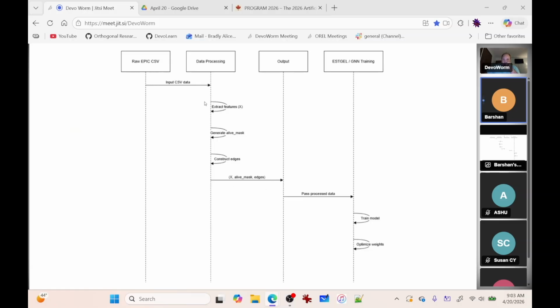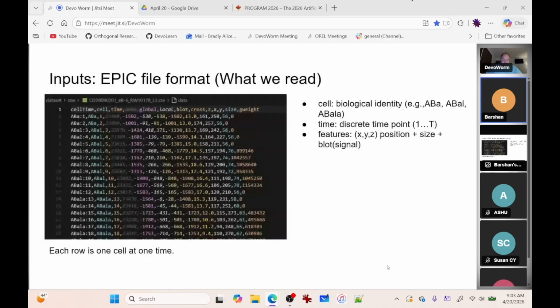This is a small flowchart that I made. We have the raw EPIC dataset, and we input that into my pre-processing pipeline. We extract the features from there, and we generate an alive mask, which tells us which cells are alive at that moment and which are not. We also construct the edges, and then we output a NumPy array having the features, the alive mask, and the edges. Then we pass the processed data into my model, which I'm going to train on it.